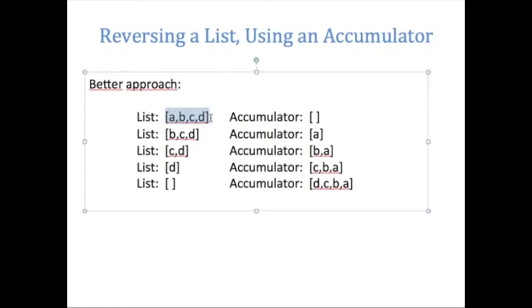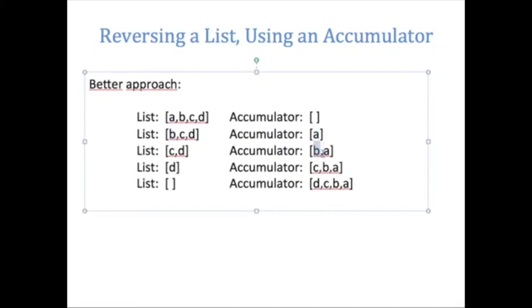So here's the idea. Let's say I have some list A, B, C, D. And I'll have another argument called the accumulator, which will be empty. And my plan is, now I have access to the head of the list, right? Because I've got the head here and the tail here. So I can take the head of the list and put it in the accumulator, leaving just the rest of the list.